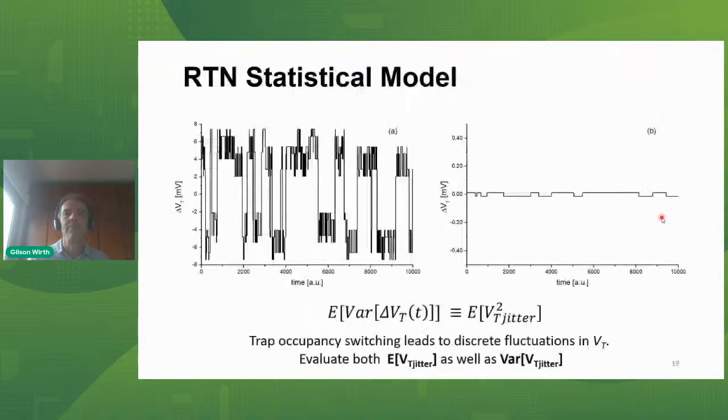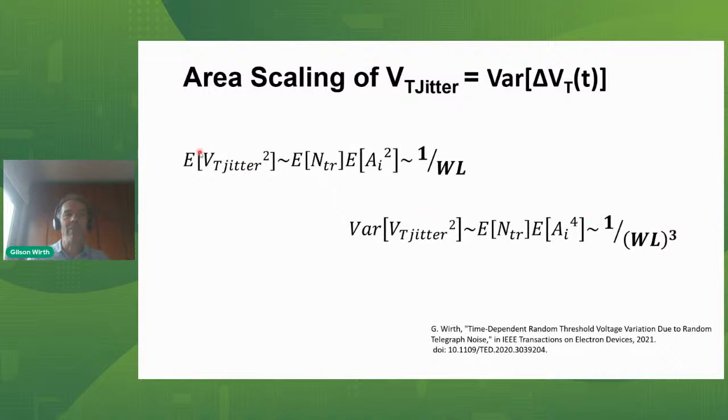Then the expected value of the variance of the drain current, or the noise, is expected to increase with decreasing area. So it's inversely proportional to area. Smaller area, larger average value. But what is even more problematic is that the variance of the jitter increases with 1 over the area to the power 3. So the variance of noise or jitter increases much faster than the expected value. I hope it becomes clear in a picture I'll show you.